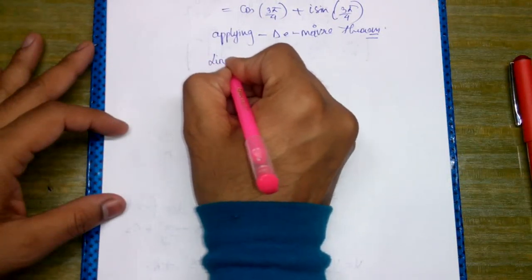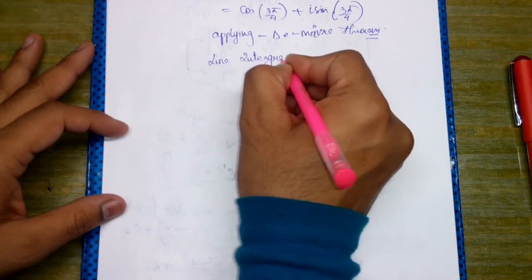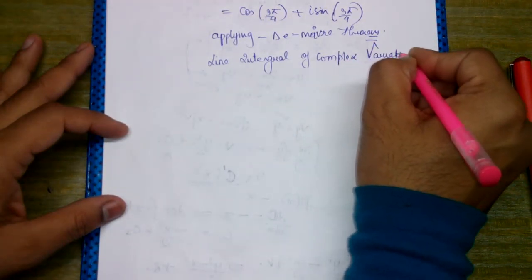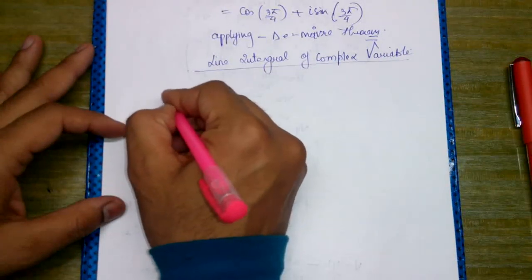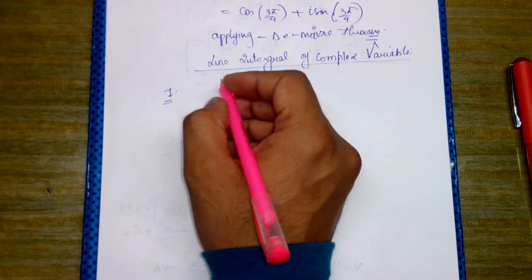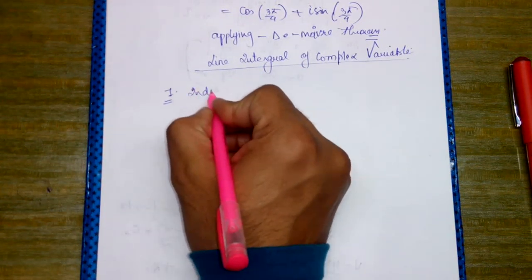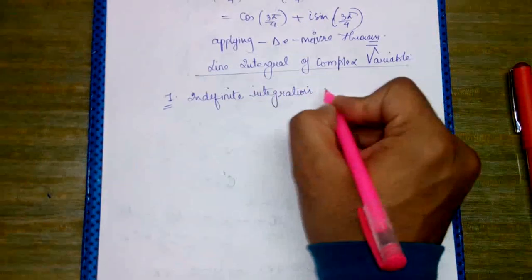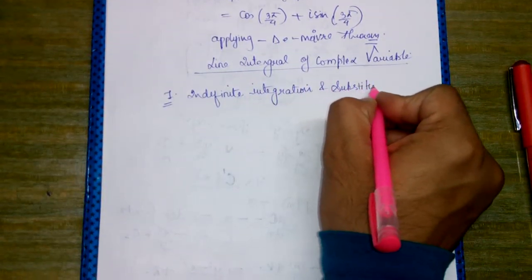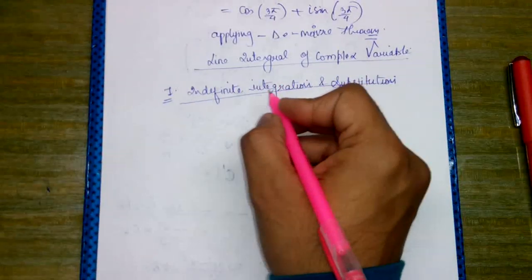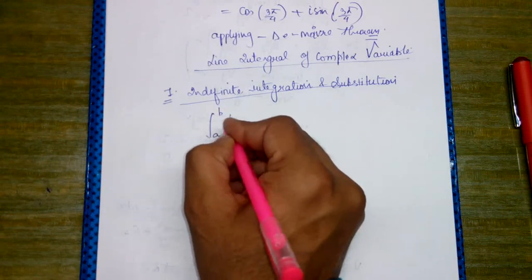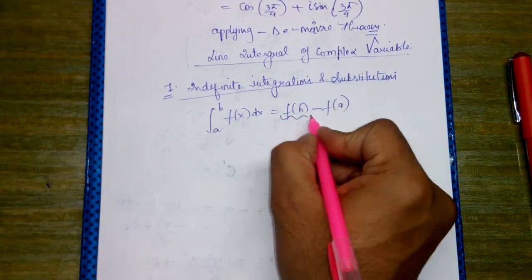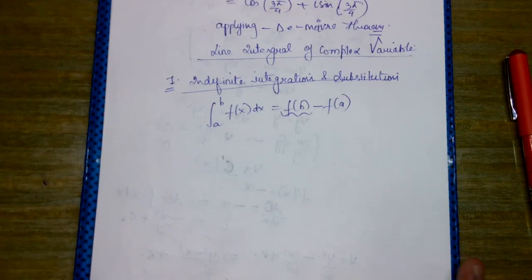Okay, now we will start with the line integral of complex variable. In the line integral of complex variable, the first method that we will discuss is for indefinite integration and substitution. In this method we are simply substituting the limits. For example, integral a to b f of x dx is simply equal to f of b minus f of a, that is the function value at the upper limit minus the function value at the lower limit.